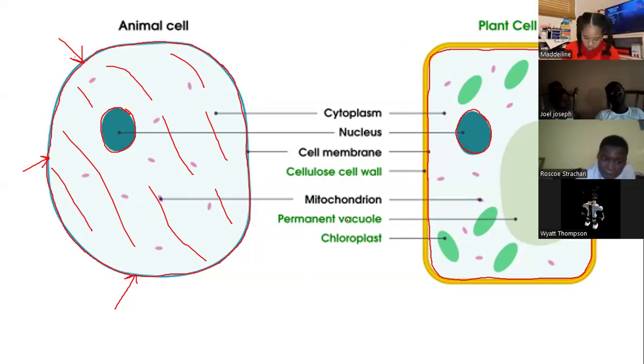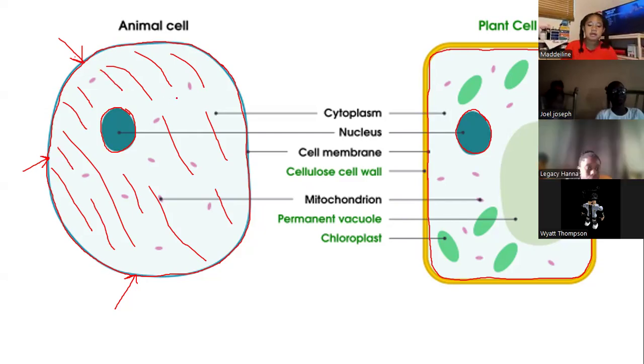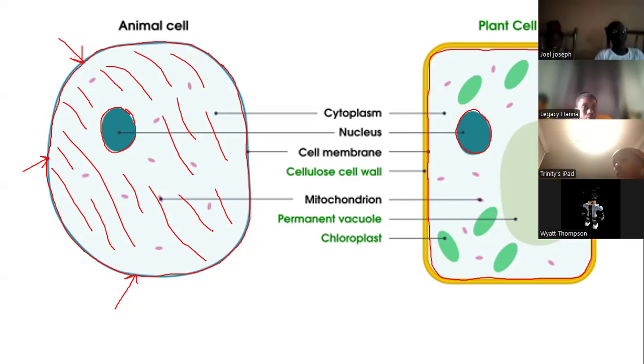Roscoe, what do we call all this space inside of us? What do we call that? Cytoplasm. The cytoplasm. Very good. And Madeline, what do we call all this space in there? The cytoplasm. Trinity and Kylie, what do we call all this space in there? What do we call that?